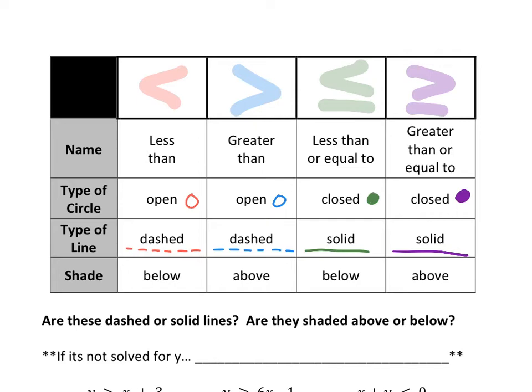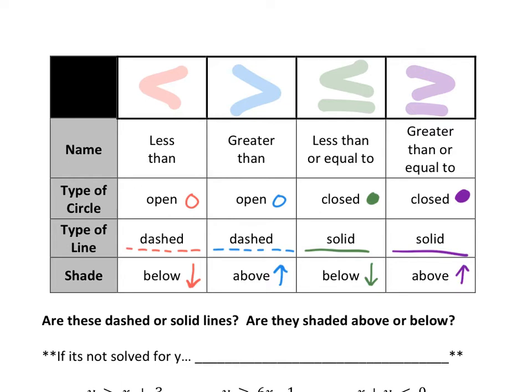Shading, since this symbol says less than, things that are less than are smaller, so we're going to shade or color in the half plane that is below that line. For things that are greater than, that's bigger or above, so we're going to shade in or color in things above that line. Less than or equal to is below because it's one of the less thans. Greater than or equal to is above because it's one of the greater thans. That's all the information you're going to have to memorize.